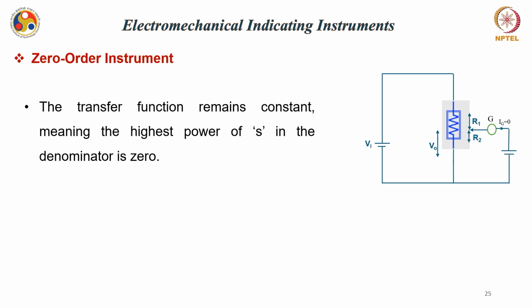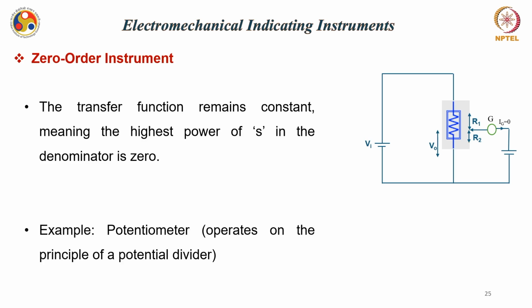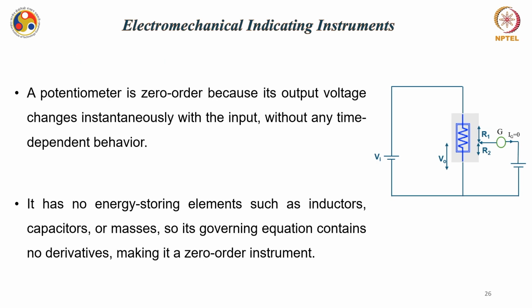Okay, so the transfer function remains constant for the zero order instrument, meaning the highest power of s in the denominator is basically 0. A good example of a zero order instrument in the laboratory is the potentiometer, which operates on the principle of a potential divider. We'll discuss the potentiometer in this course. A potentiometer is basically a zero order system because its output voltage changes nearly instantaneously with the input, without any time dependent behavior.